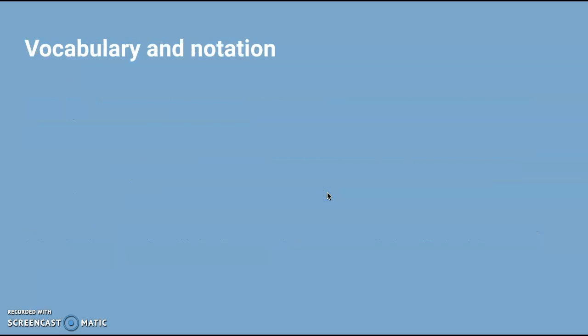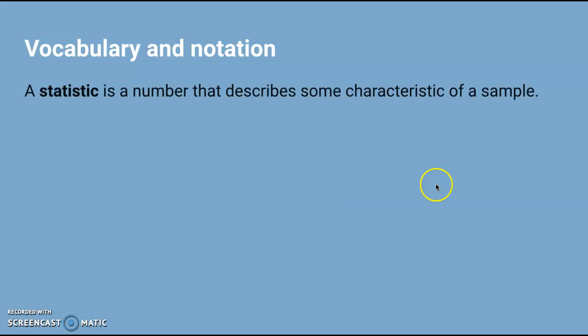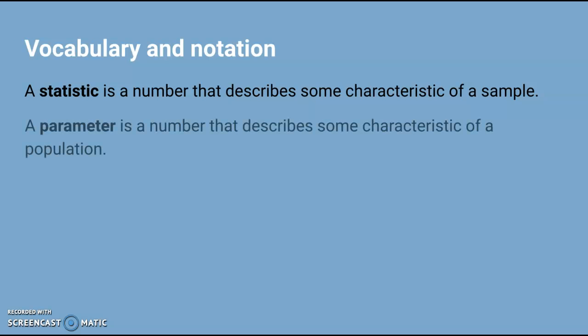We'll start with a review of some vocabulary and notation that you've already seen. A statistic is a number that describes some characteristic of a sample, while a parameter is a number that describes some characteristic of a population. You can remember which is which by the first letter. Statistic begins with S, as does sample, and parameter and population both begin with the letter P.